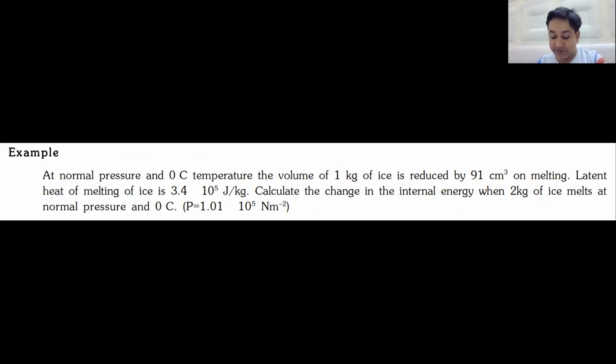At normal pressure and 0 degrees Celsius temperature, the volume of 1 kg of ice is reduced by 91 centimeter cube on melting. Latent heat of melting of ice is 3.4 into 10 raised to the power 5. Calculate the change in internal energy when 2 kg of ice melts at normal pressure and 0 degrees Celsius. The normal pressure is given like this, and the question passes on to you. How will you do this?